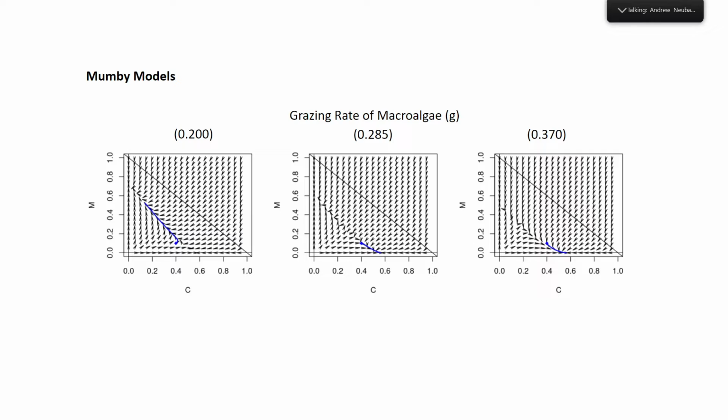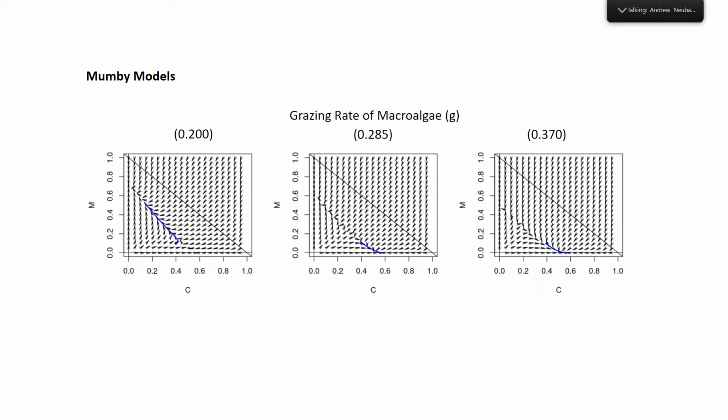In the second vector field, a grazing rate of 0.285 was used to produce this model. And the stable states of the system depend on the initial values of the population. Depending on the initial values of the population, a trend towards coral dominance and macroalgae death would be seen, or a trend towards macroalgae dominance and coral death would be seen, with both models having the remaining population taken up by turf.